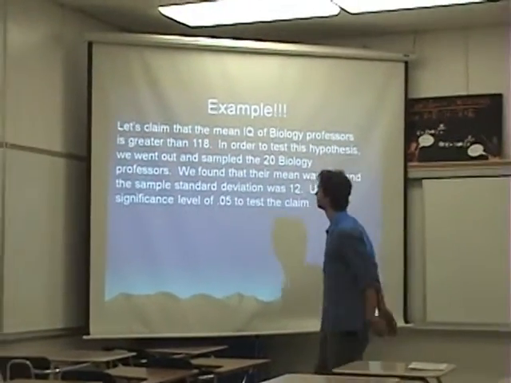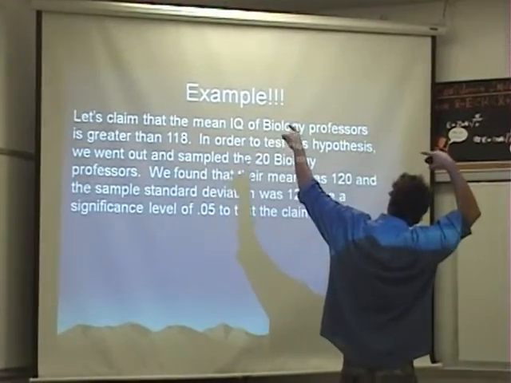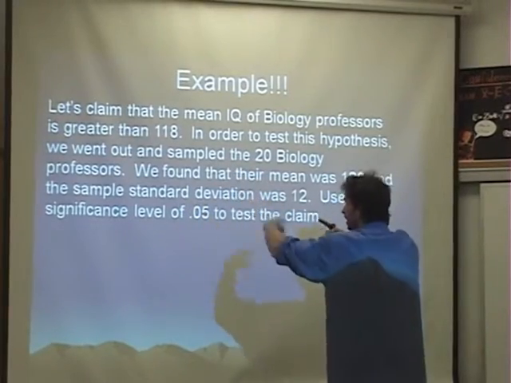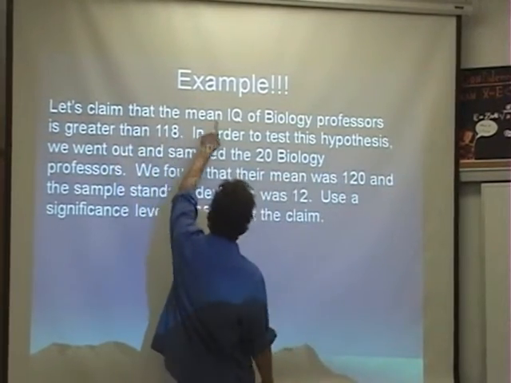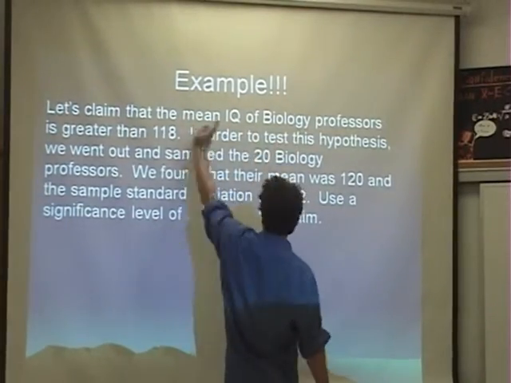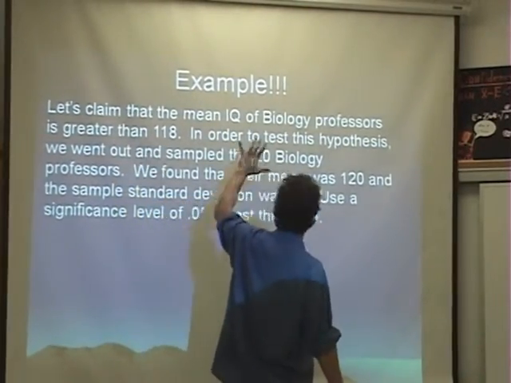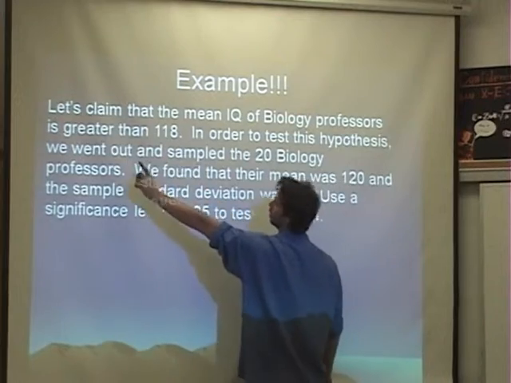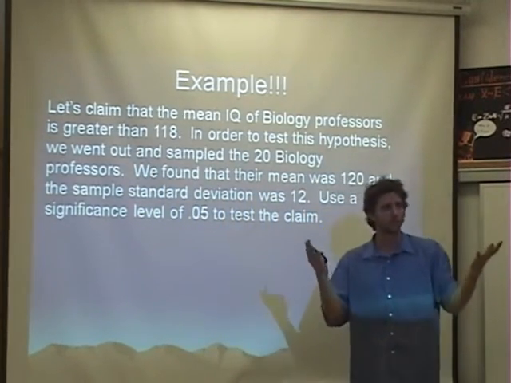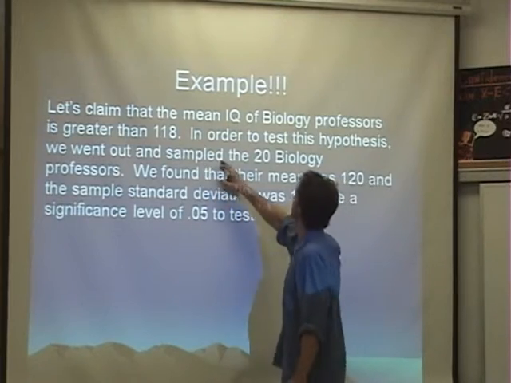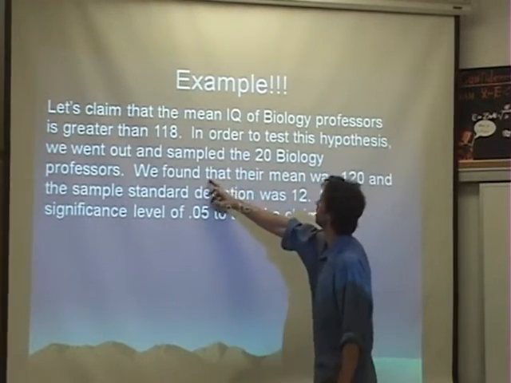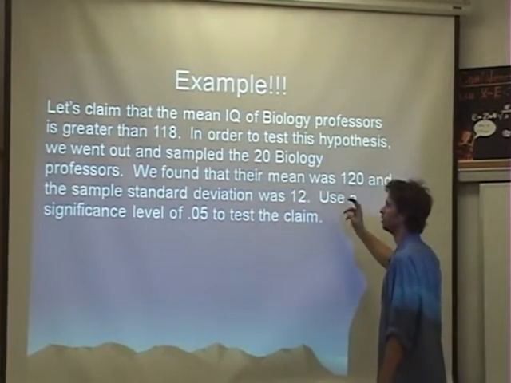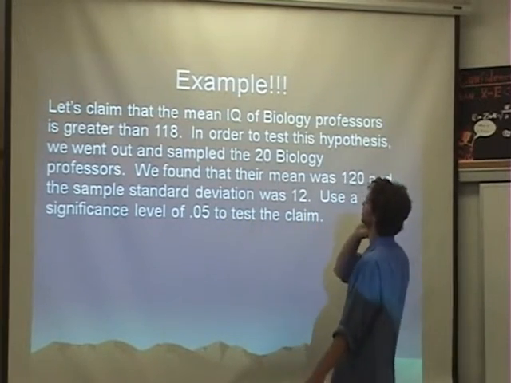Here's our problem. This is what we're going to use. Let's claim that the mean IQ of biology professors is greater than 118. Wow, the claim's right in the first sentence. They would probably appreciate that claim. They like to be smart. In order to test this hypothesis, we went out and sampled. If it's true, then we should be able to sample it and reflect it. We sampled 20 biology professors. We found that their mean was 120 and the sample standard deviation was 12. Use a significance level of 0.05 to test the claim.